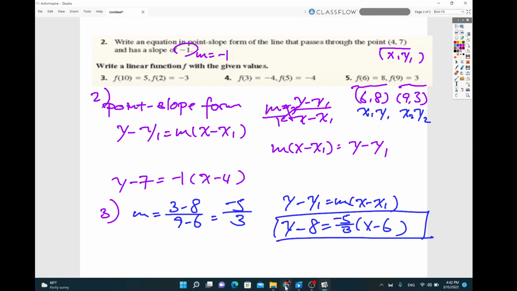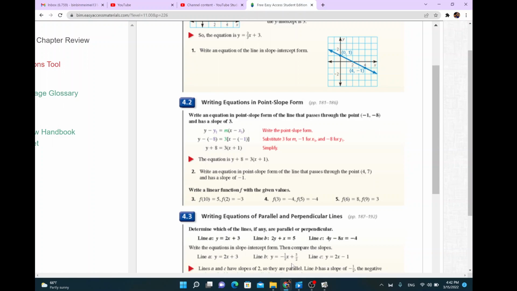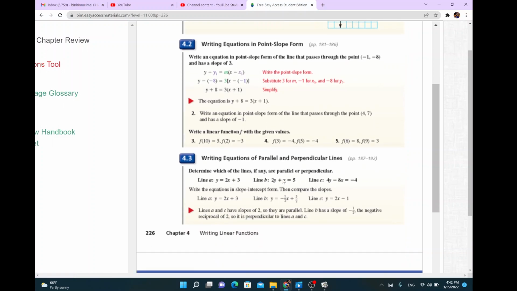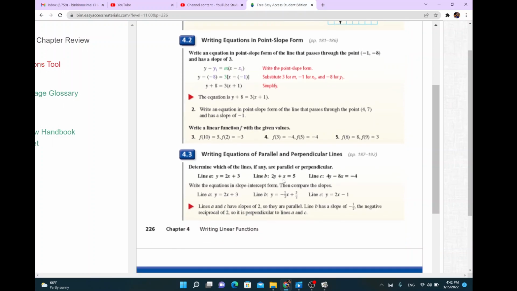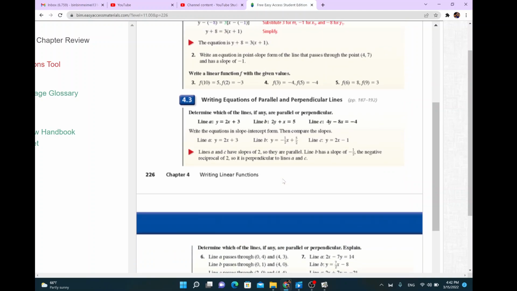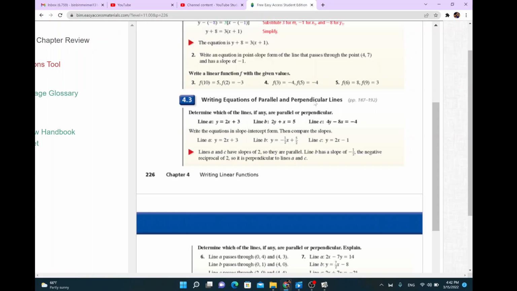Okay, so now let's see what else we have for the rest of this. 4.3 is about writing the equation of parallel and perpendicular lines. You may notice that if two lines are parallel, the slope has to be exactly the same. If two lines are perpendicular, which means they form a 90-degree angle, the slopes have to be negative reciprocals.